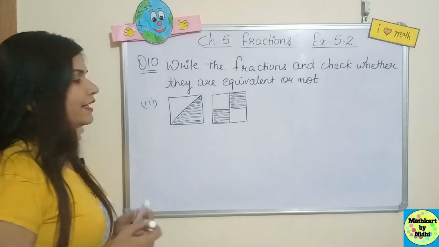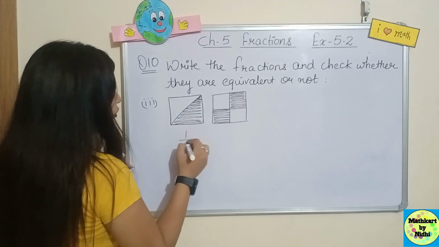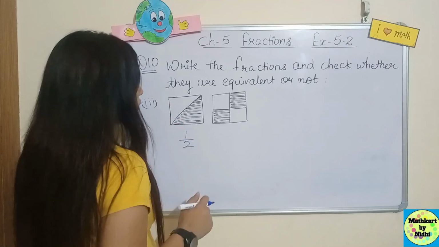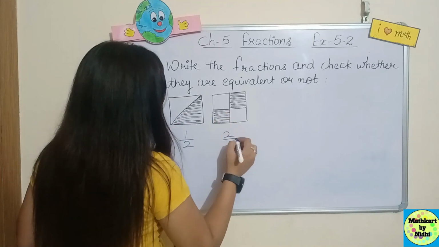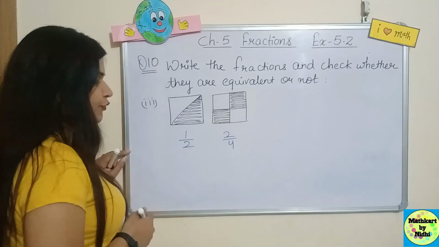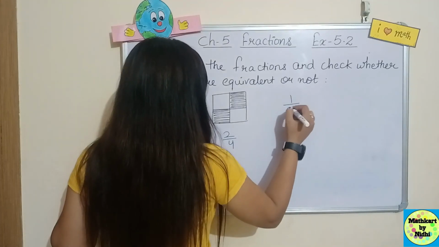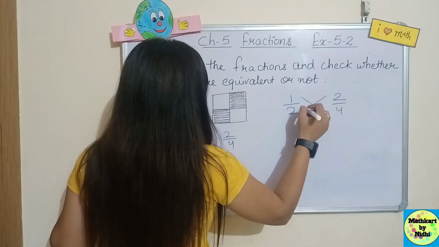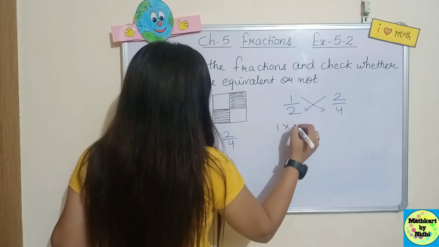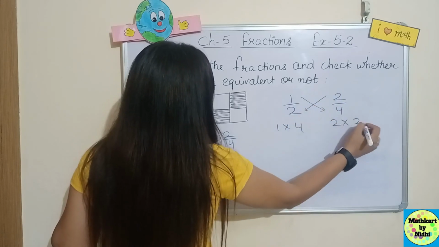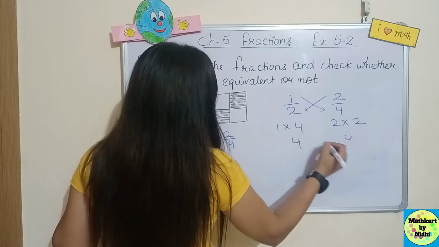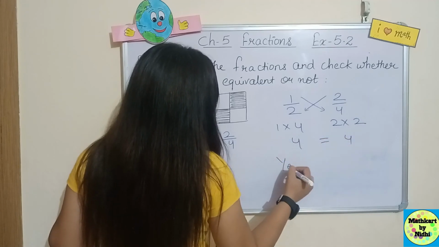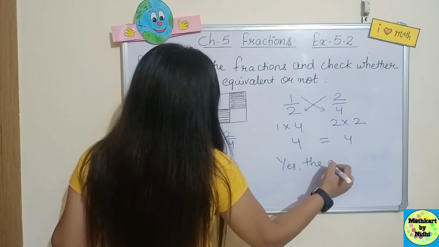In the third part, the given fraction is 1 upon 2 because one part is colored out of 2, and it is 2 upon 4 because 2 parts are colored out of 4. Let us check whether they are equivalent or not. 1 will be multiplied by 4 and 2 will be multiplied by 2. So it is 4 and this is also 4. So we can write down yes, they are equivalent.